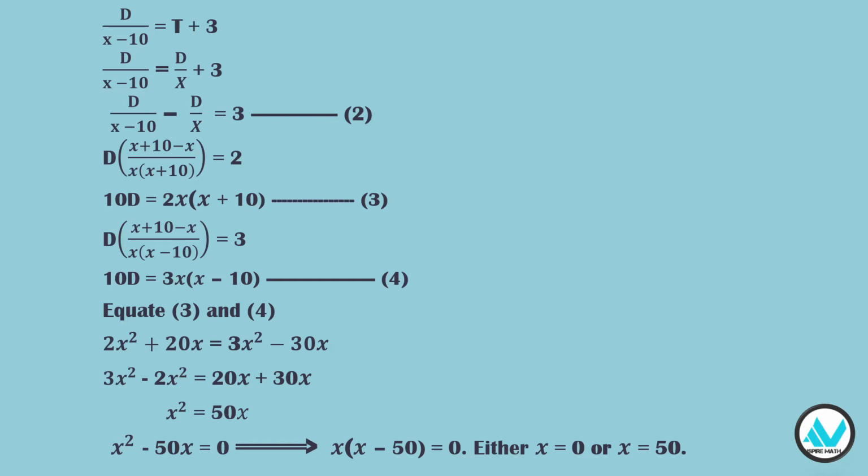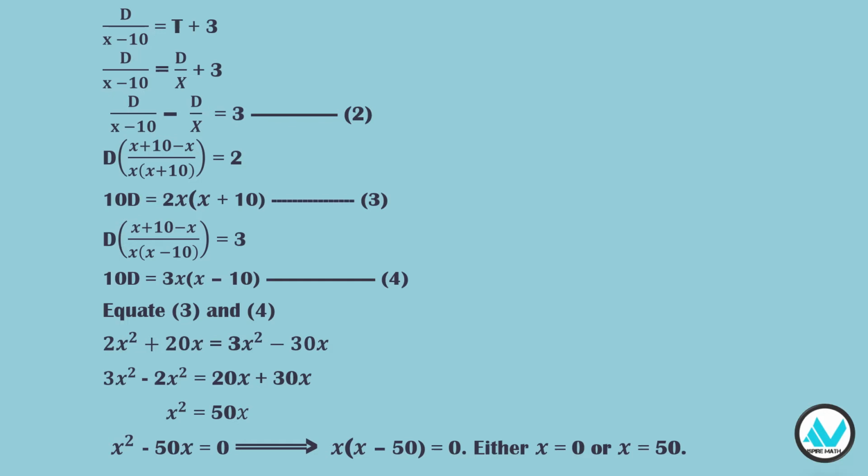So I'm left with 10d. Now let me take the x into x minus 10 the other side. So I get 10d equal to 3x into x minus 10. Let me call this equation 4. Now let me equate both equation 3 and 4, because equation 3 as well as equation 4 equal 10d. So I have 2x square plus 20x on the one side and 3x square minus 30x on the other side.